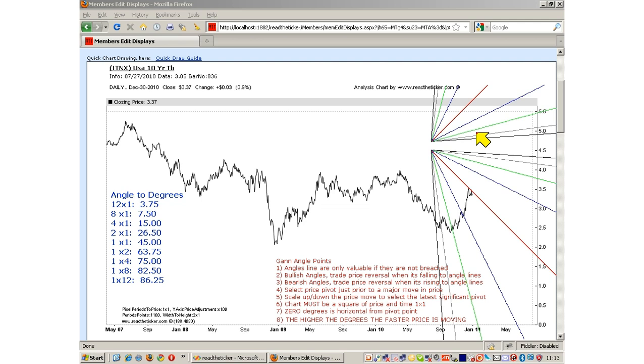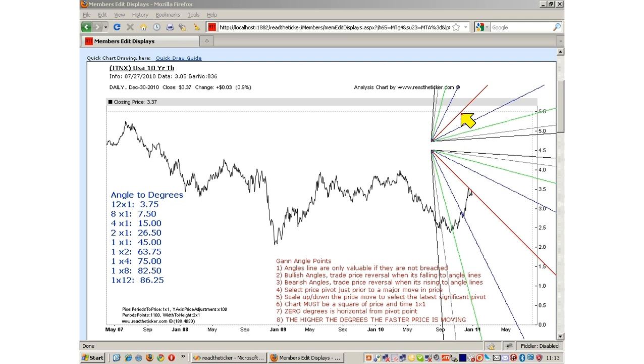The degrees, for example, below the 45-degree line is the 26.5. So therefore, that would be 2 units in time for 1 unit in price. That would be 4 units in time for 1 unit in price. Obviously, on the other side, this would be 1 unit in time for 2 units in price.